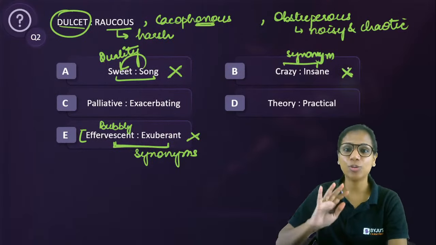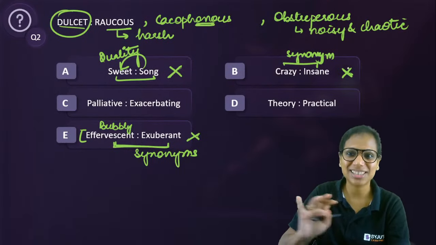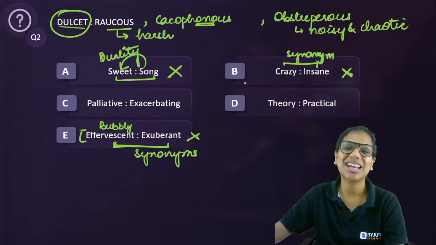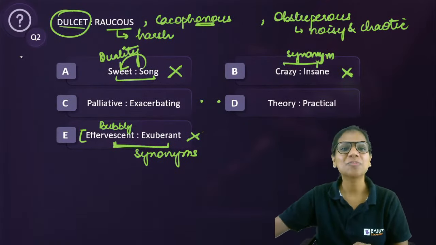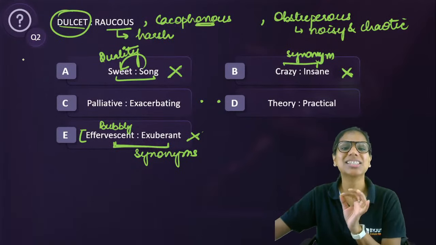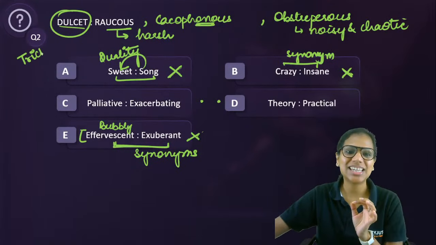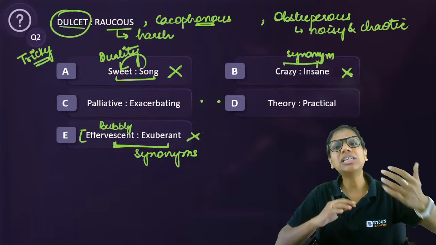Now, we are playing on probability here. If we do not know the meaning of dulcet, probably neither of them is the answer. So now we have narrowed down to two options. But after this, you need to know the meaning of dulcet. This is a relatively tricky question.